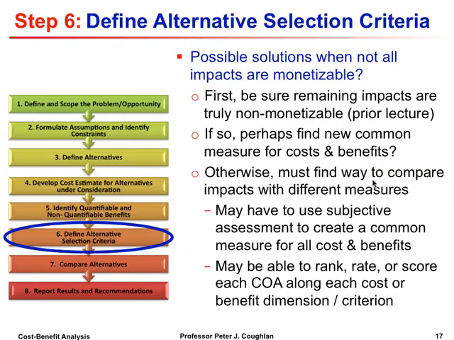And that's the next point, which is that when we're still left with things that are non-monetizable and there's no new common measure for costs and benefits, we have to find a way to compare the impacts with different measures. So we may have to use subjective assessment, but somehow create a common measure for all costs and benefits. We may be able to rank, rate, or score each course of action in a way that gives us a common measure, and therefore we can compare costs to benefits, but also compare courses of action to each other.